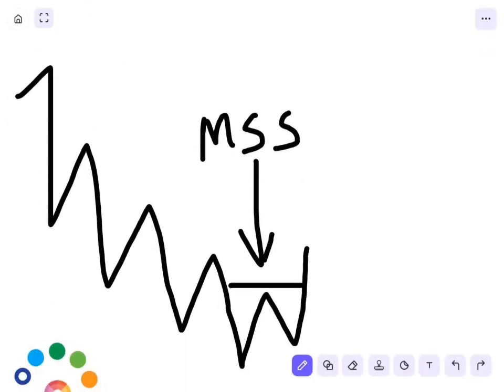So a market structure shift is a situation whereby the market fails to close, maybe to break structure to the downside. Take for example, as you can see in this chart, the market is breaking structure to the downside, like the market is on a downtrend. But all of a sudden, the market fails to do so, like it chooses not to, like that area is rejecting the downside. So you see the market failing to close below the last lower low. Are you getting it? The market fails to close below the last lower low.